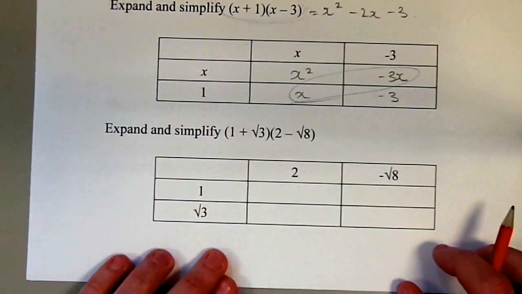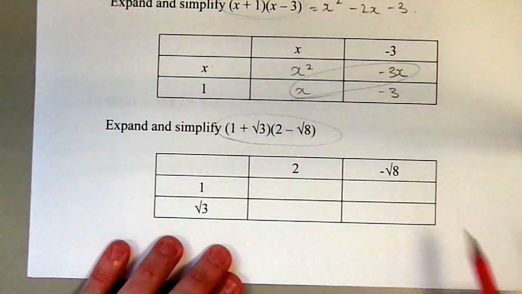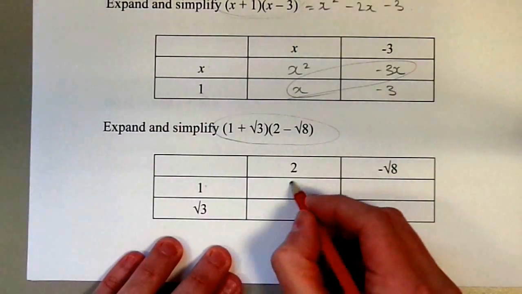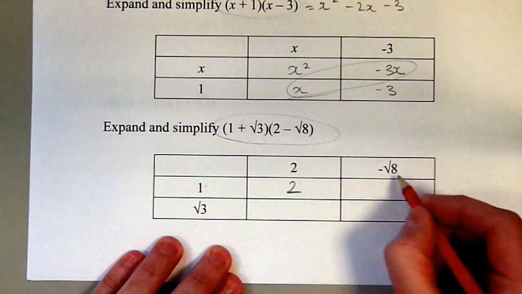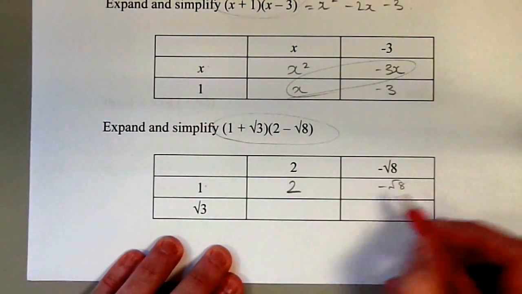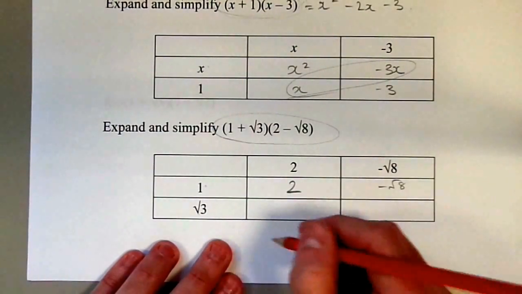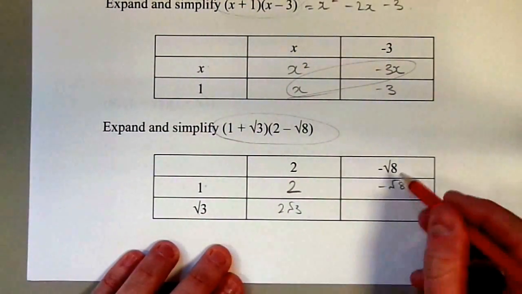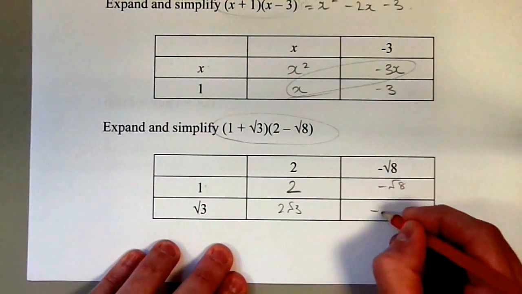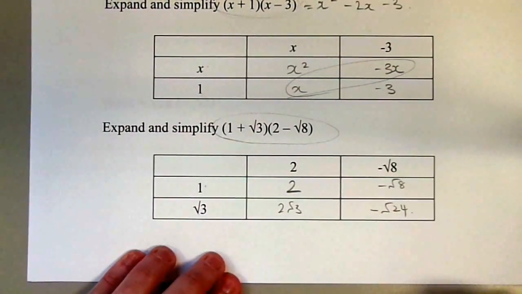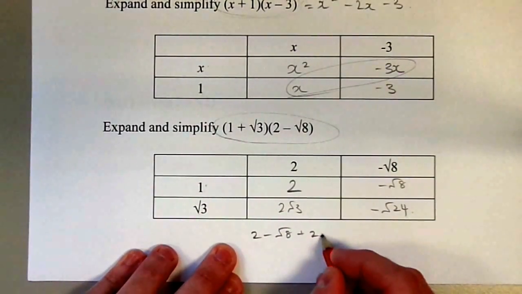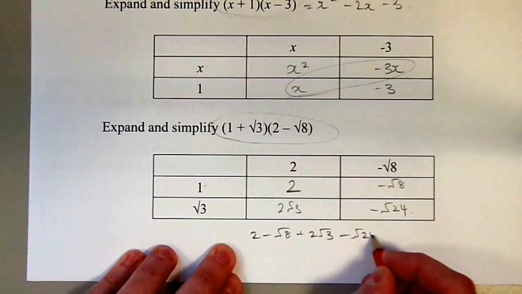Now, the reason we show you that is because you can do exactly the same method with expressions which look like this. 1 times 2 is 2. 1 times minus root 8 is minus root 8. Root 3 times 2 is 2 root 3. Root 3 times negative root 8 is negative root 24. So that's 2 minus root 8 plus 2 root 3 minus root 24.